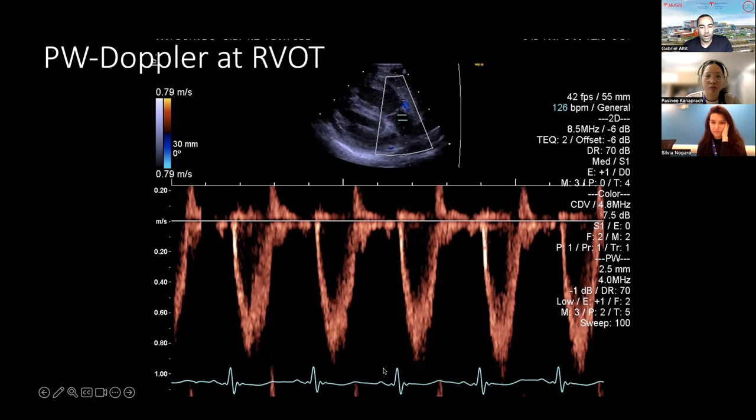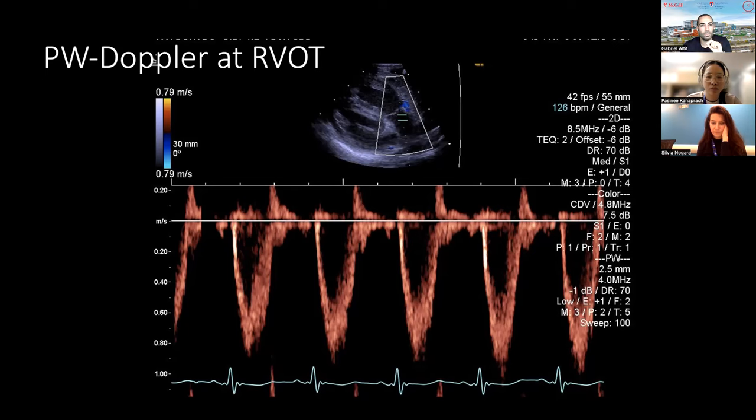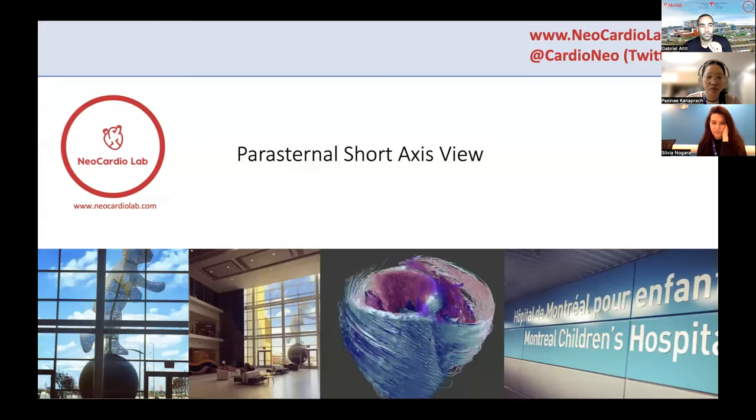So the R to R will typically represent the distance between the beginning of your ejection to the next ejection. And this timing represents your ejection time. We'll go through more of that when I do parasternal short axis. So that's just parasternal long axis. There's more you could measure, but we'll stick to the basics.